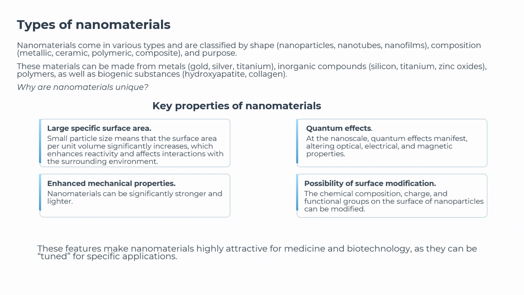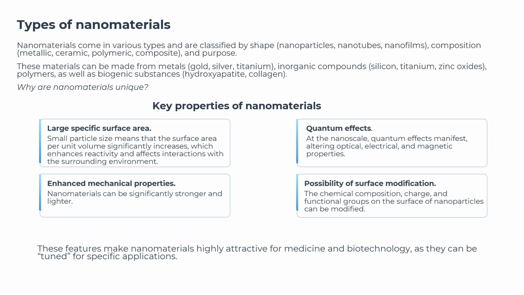Why are nanomaterials unique? Key properties of nanomaterials. A large specific surface area: the small particle size means that the surface area per unit volume significantly increases, enhancing reactivity and affecting interaction with the environment. Quantum effects: at the nanoscale, quantum effects emerge that alter optical, electrical, and magnetic properties.